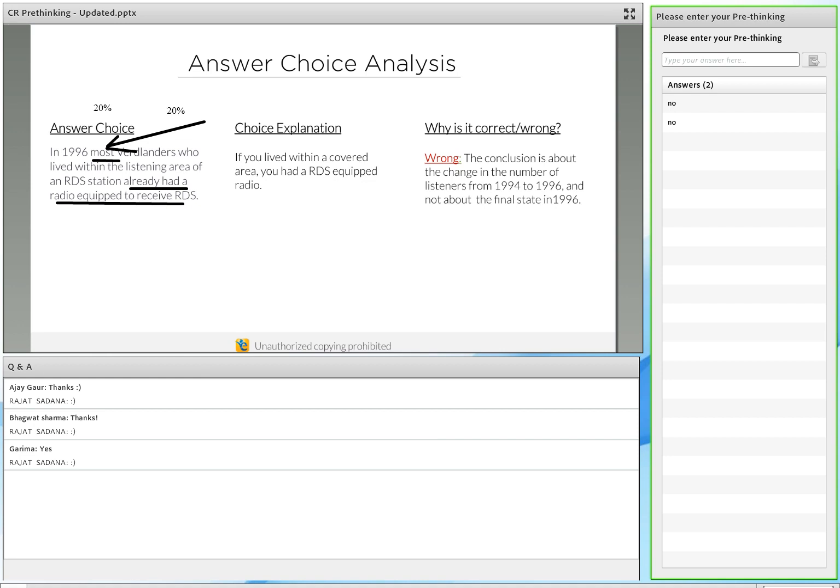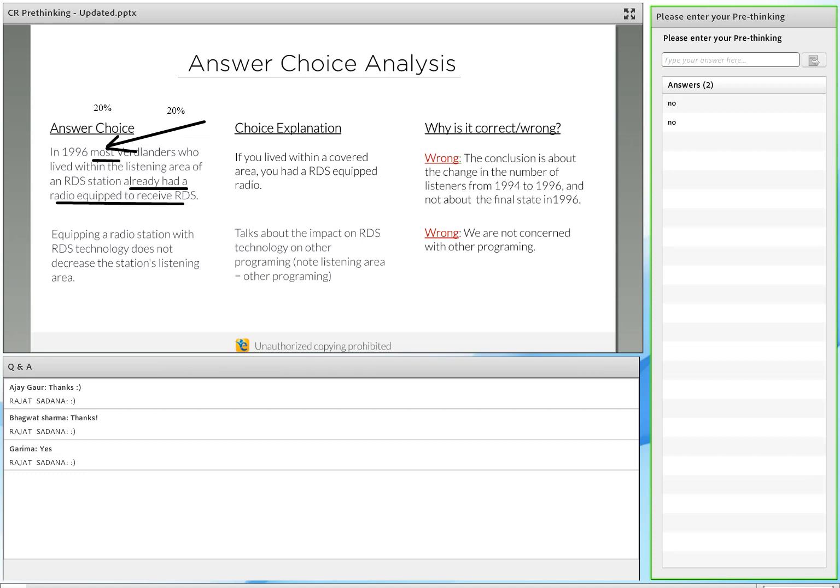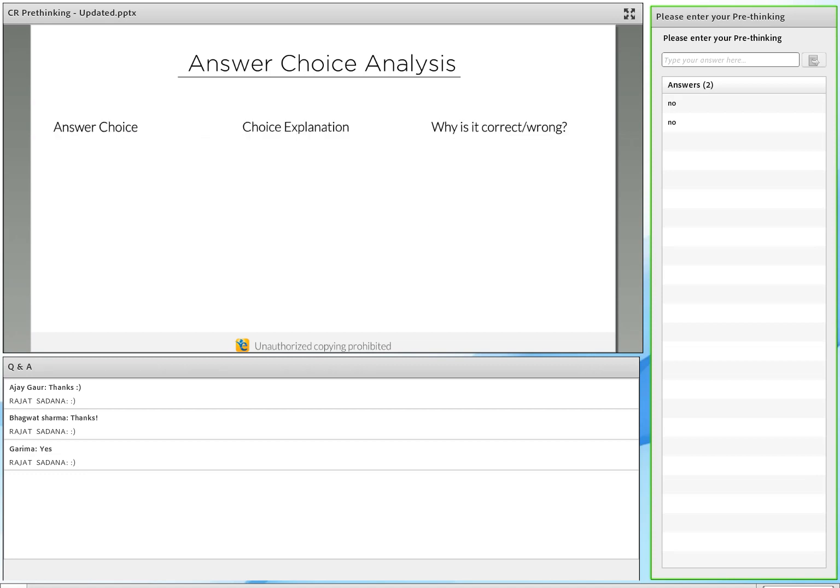Okay. And this is that again, that strengthener trap. You know, if that is true, yes, you believe in the conclusion more, but it's not a must be true. If that number were 20% in 94 and that number is 20% in 96, you're all fine. Okay. Choice C, not many people chose this. We don't care about this over here.